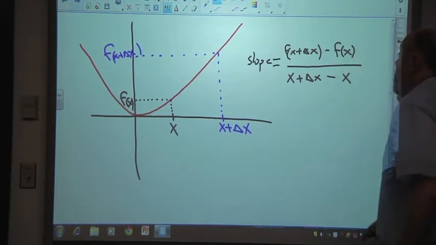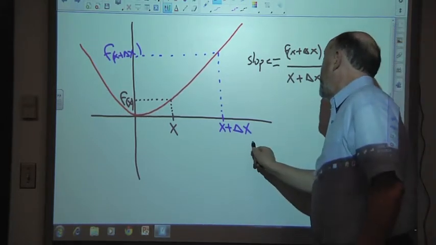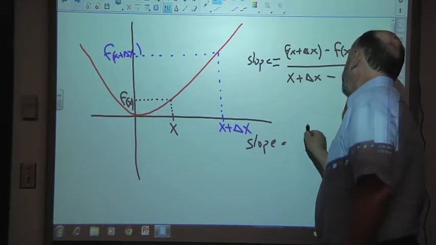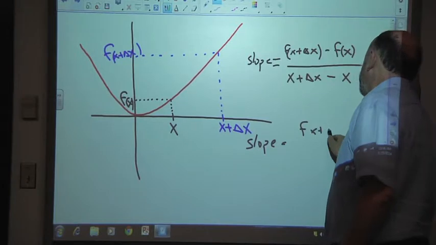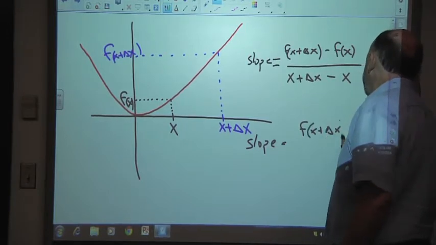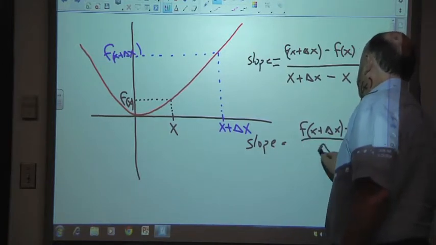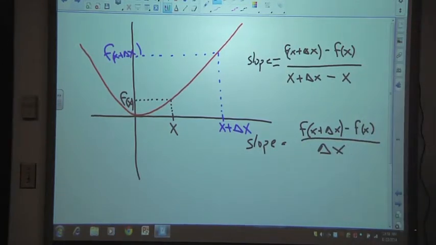Okay. And this will simplify a bit, so that my slope is going to be f of x plus delta x minus f of x over delta x. These x's will go away. So that is my slope equation again. It basically is the same as what we just had in terms of y2 minus y1 over x2 minus x1, just rewritten slightly differently.